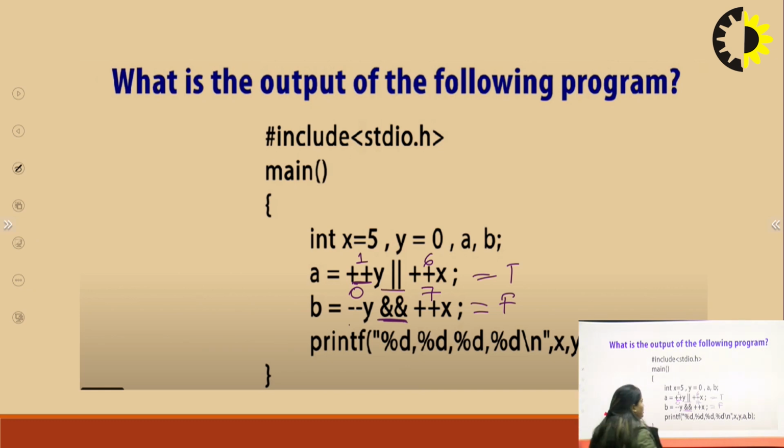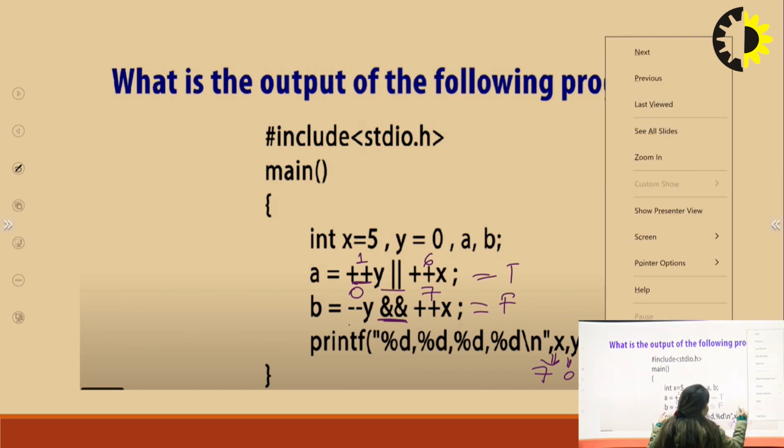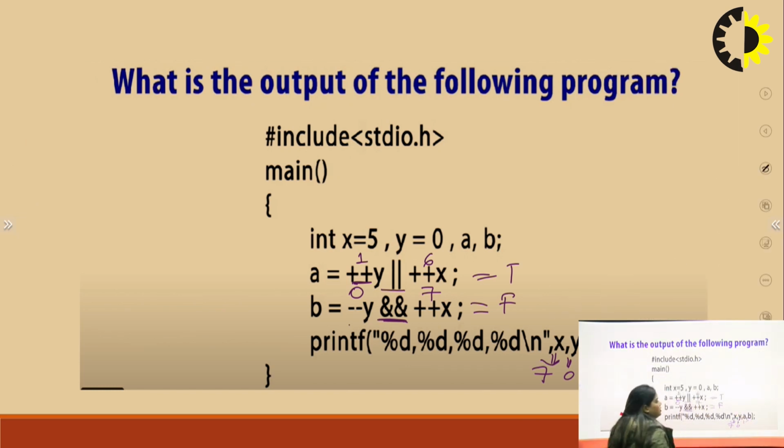Okay. Now this is 0 and then 7. Now what is x? Here x is 7. And then y will become 0. A will become 1 and B will become 0. Y will become 0. Okay. Fine.